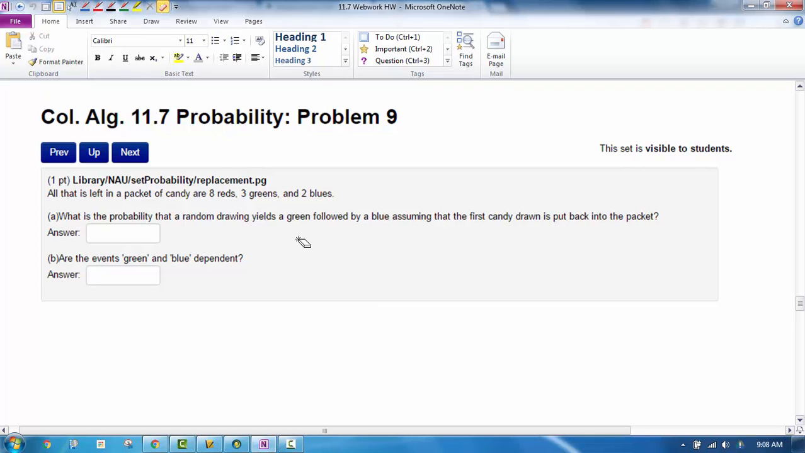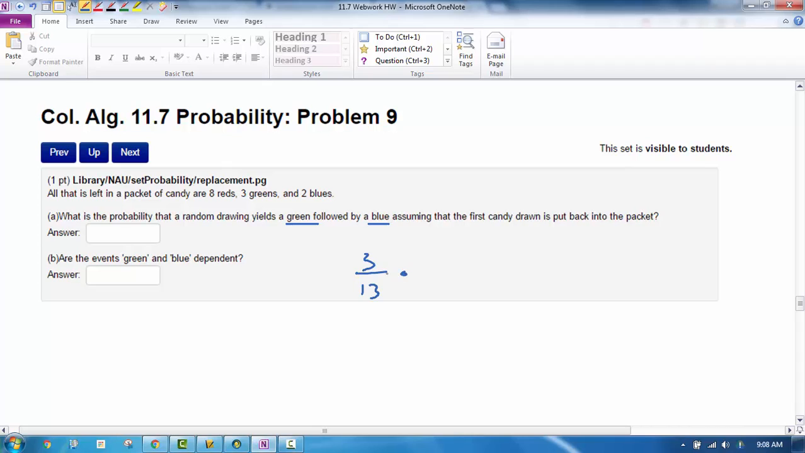Okay, the next problem is problem 9 here. It says, what is the probability that a random drawing yields a green followed by a blue, assuming that the first candy drawn is put back into the packet? So we do have replacement here, which means that when we go to select this, we want a green followed by a blue. So the probability that we get a green is 3 out of the total, which would be 13.